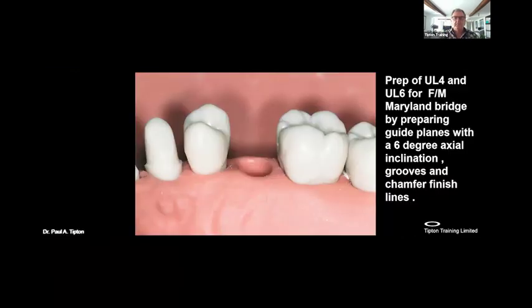Okay, now let's look at a posterior one. And for the posterior one, we're going to choose a 4-5-6 bridge to do. And we're going to do Maryland wings on both the 4 and the 6. And we're going to do a fixed movable design. Now, again, important that we get the groove sorted out, we get the rest seat.